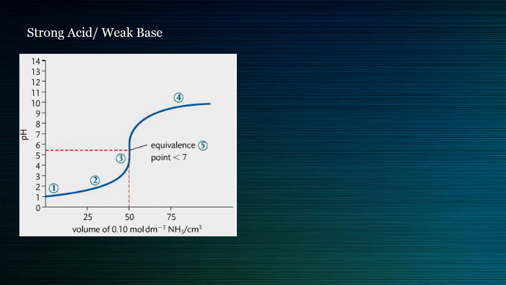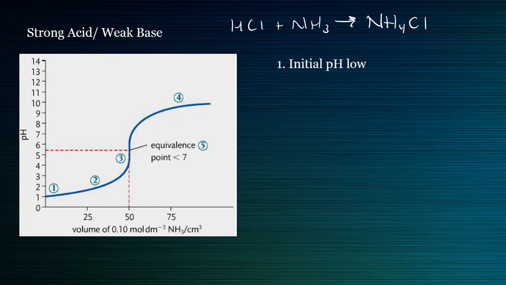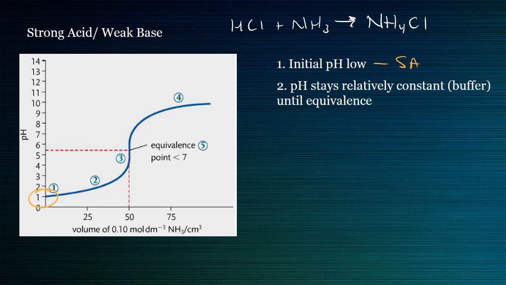Third one is a strong acid into a weak base. So let's say we're working with HCl and ammonia, and that's going to create NH4Cl, which is a salt. All right. So your initial pH is low, right, because you have a strong acid. The pH stays relatively constant because, once again, you are making a buffer. And so you're going to have this buffer region being created until you hit that equivalence point.